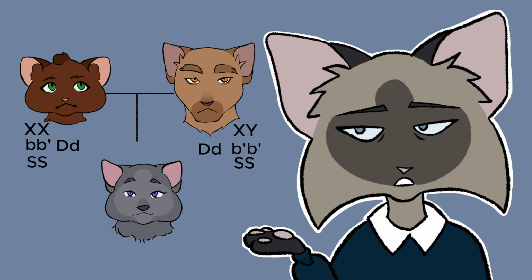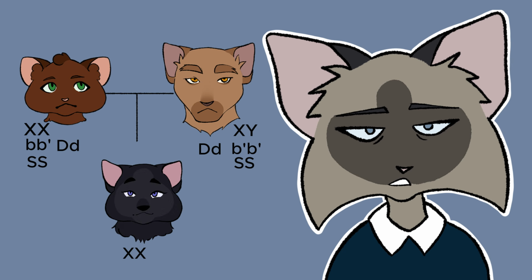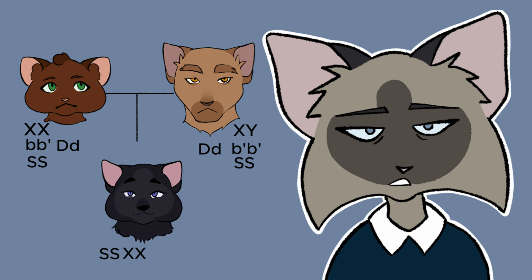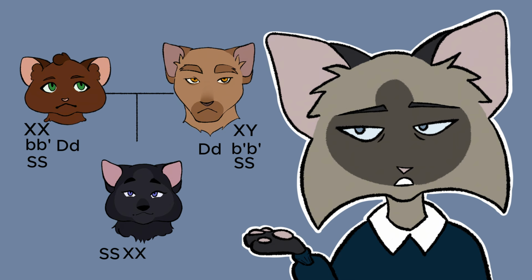Ashfoot, of course, would be XX, having a base color of black. And since both her parents are big S, she would also be big S for her locus W. So she would look something like this.